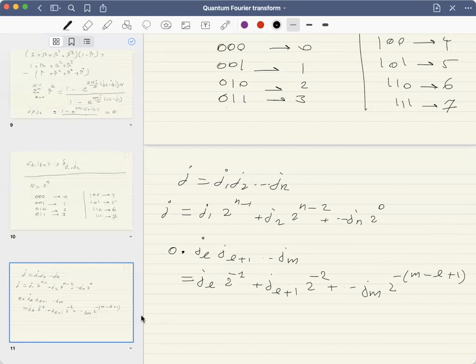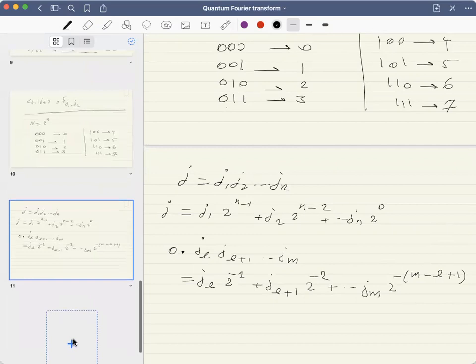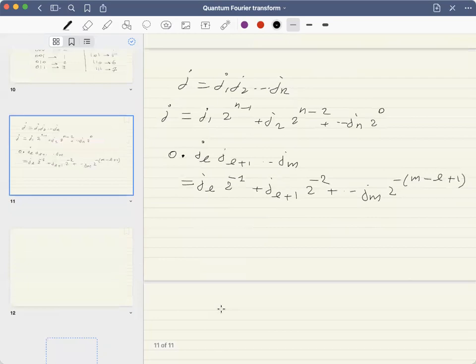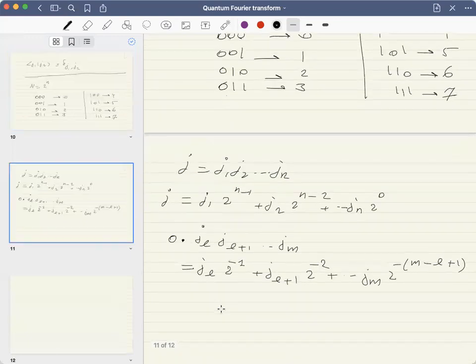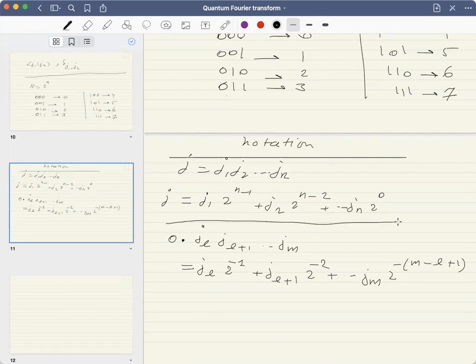So now let's try to represent the Fourier transform in a different way that allows us to construct a circuit that would perform the unitary transformation. So that's one notation, the standard binary representation that labels the states. And then this is like a decimal binary notation.